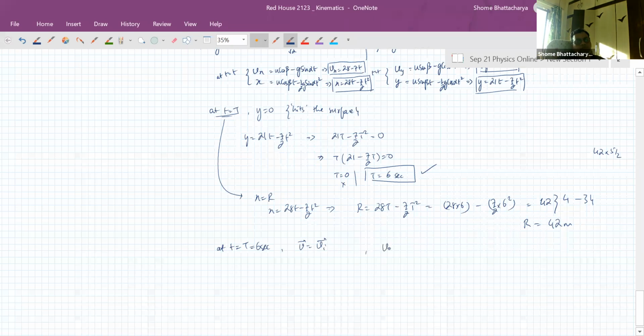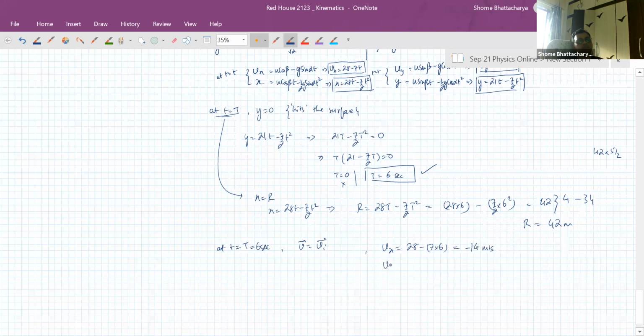So this impact velocity will have an X component of 28 minus 7t. So interestingly, it's having a negative X component. Now that might be a little confusing initially how the X component can be negative, but we'll understand the geometry of the question and it makes sense. So 28 minus 42, that's going to give us how much? Minus 14, right?